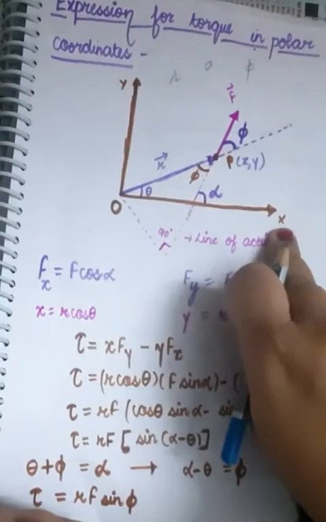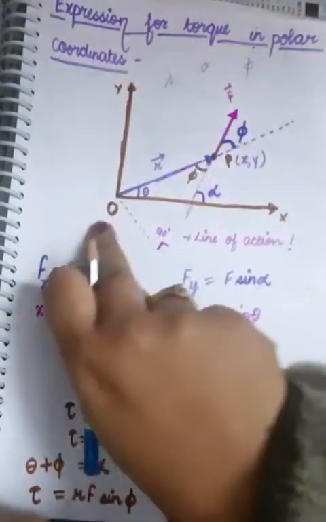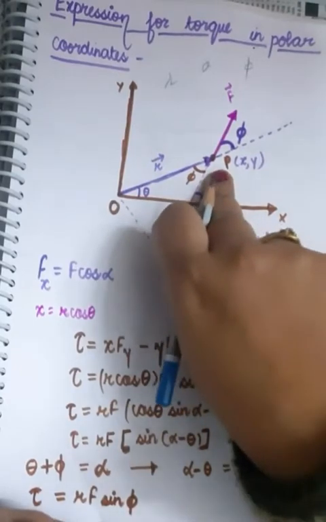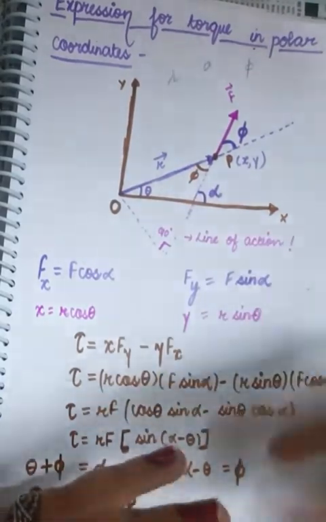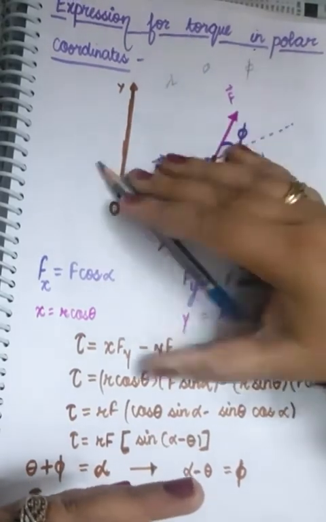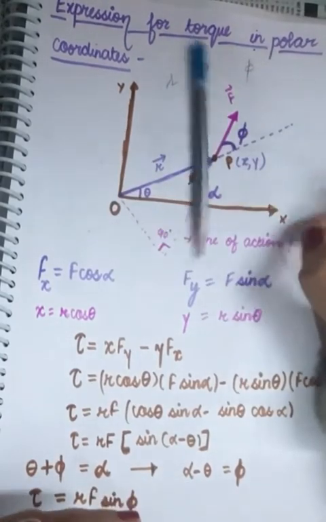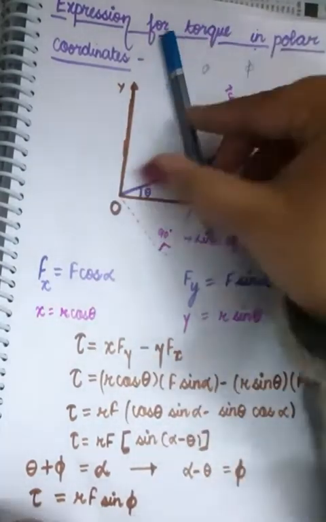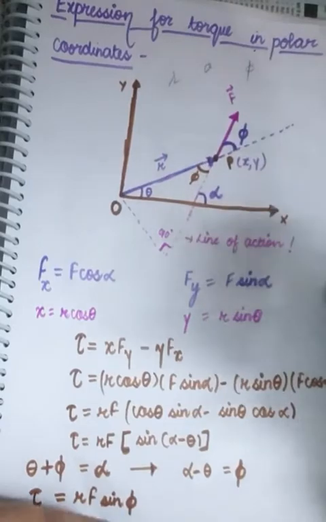Fine. So here we go. This is the x-axis, this is the y-axis, this is the origin. This is the particle P. This is some object P which is rotating under the action of the applied force F. Suppose you applied a force F at one of the ends of the object and it got rotated.